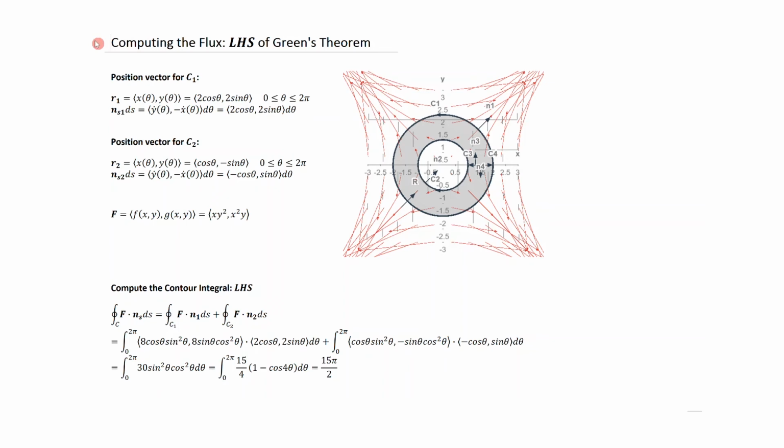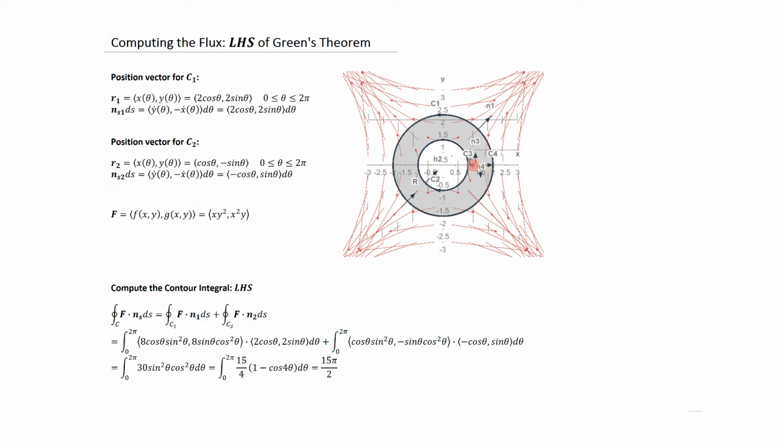All right, so now let's do the actual calculations, that is, compute the flux, starting with the left-hand side of Green's theorem. If we look at our picture here, we have one contour C1, which is around the circle here in a counterclockwise direction.